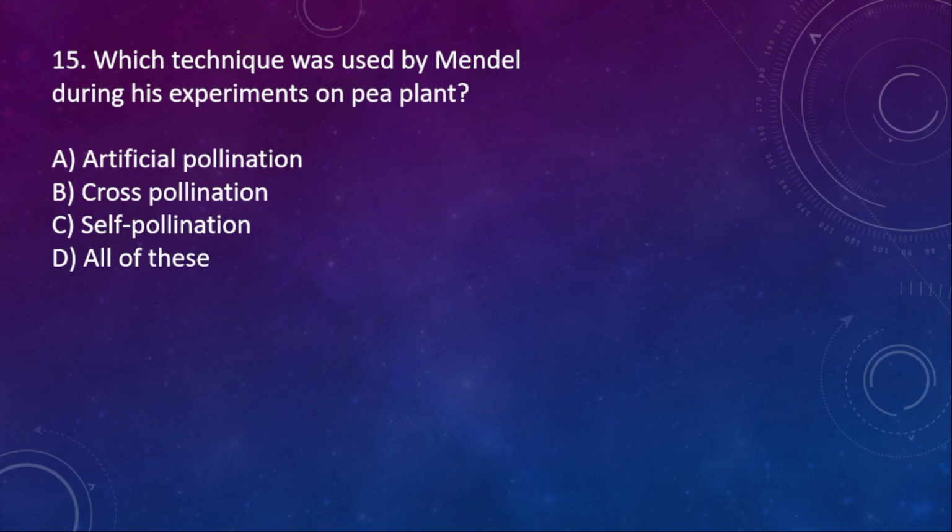15th one. Which technique was used by Mendel during his experiment on pea plants? A, artificial pollination; B, cross pollination; C, self pollination; and then D, all of this. Here the right option is D, all of this.